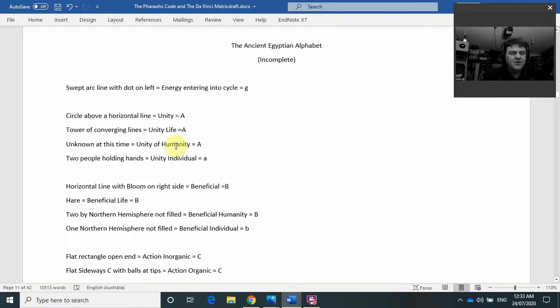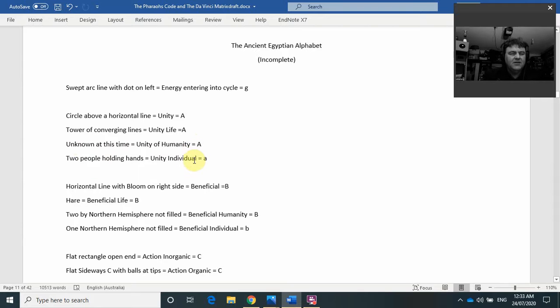The symbol for the unity of humanity, I haven't finalised at this time. There's a couple of potential candidates for that, but I just want to look into that a little bit further before I finalise. It's basically a process of elimination at this point in time. Just get the ones right that you can lock in, and then everything else will fall into place from there.